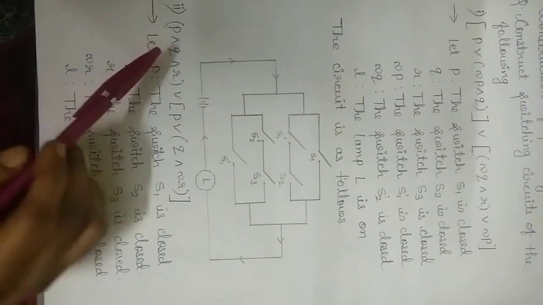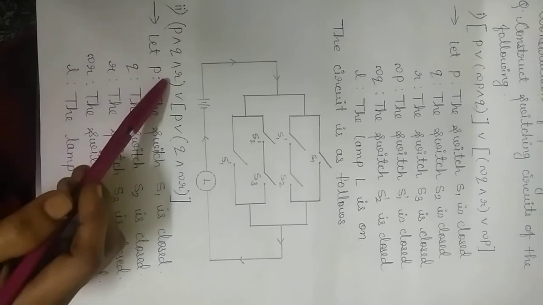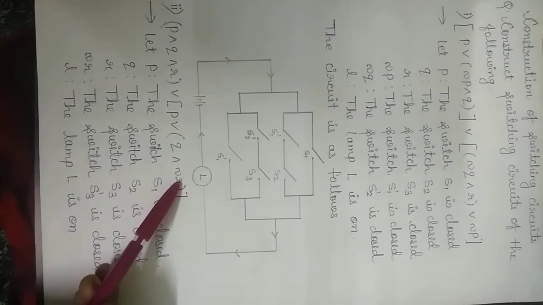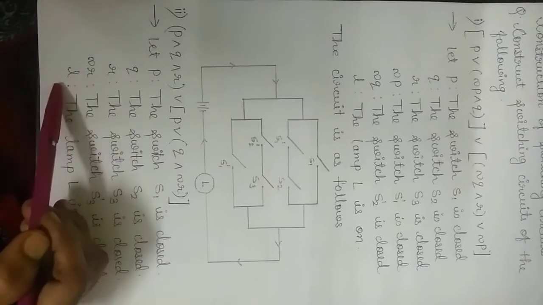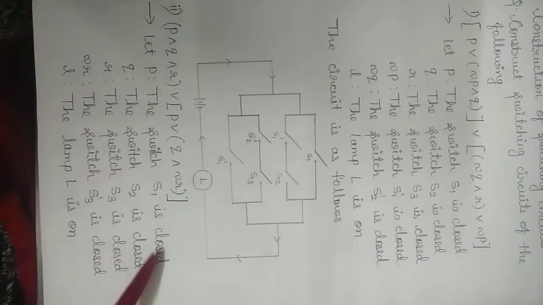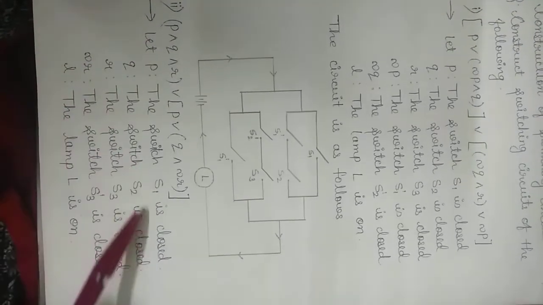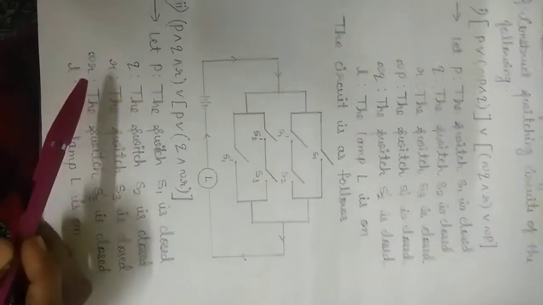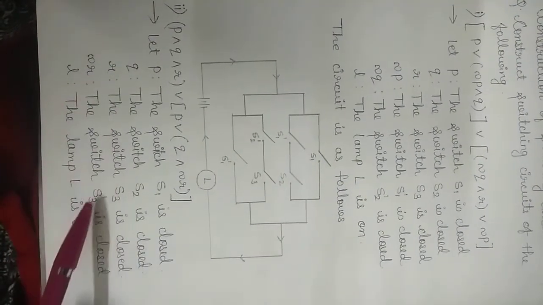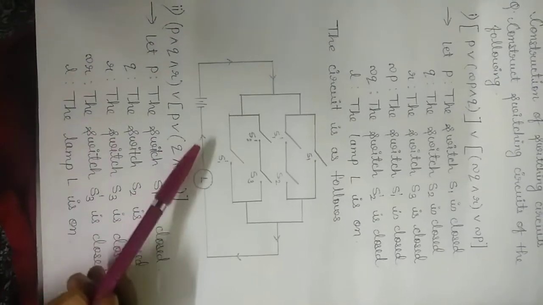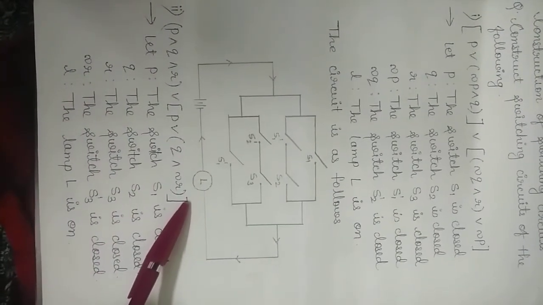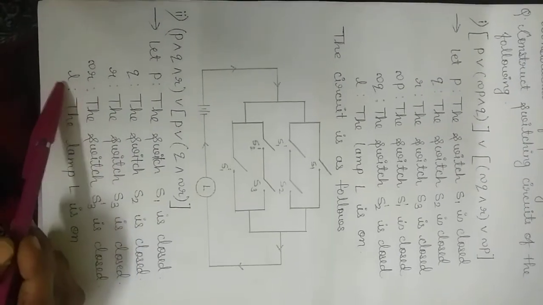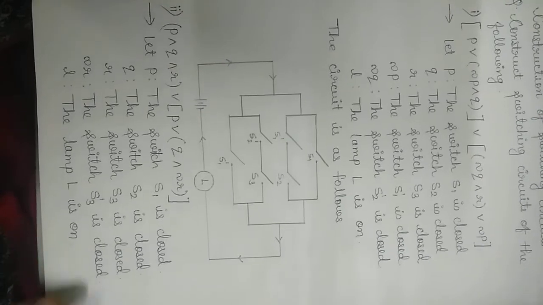Now second: (P and Q and R) or (P or Q and negation of R). Now first we will write the description. P: the switch S1 is closed, Q: the switch S2 is closed, here we require R also, so the switch S3 is closed. Then negation of R: the switch S3 dash is closed. Since we do not require negation of P and negation of Q here, we will write only negation of R. Now L: the lamp is on.